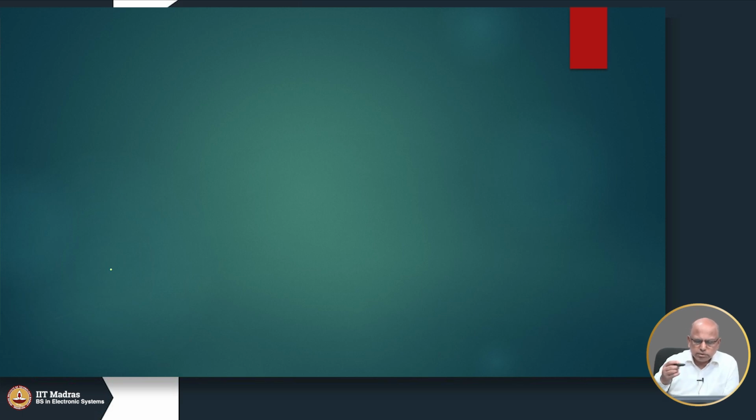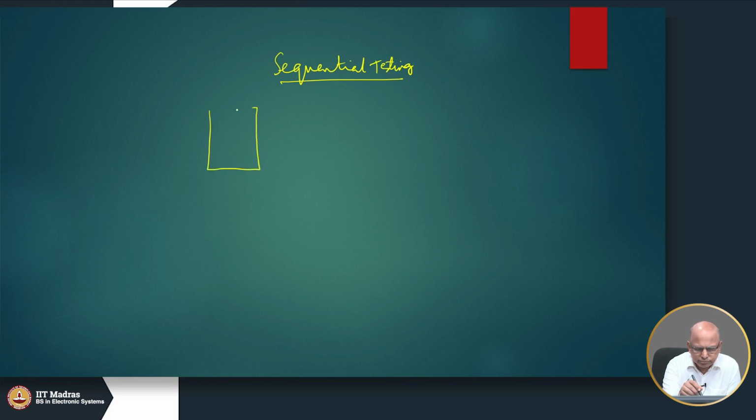So, we are looking at sequential testing. We looked at an example of a counter. It was a 3-bit counter, with reset and clock, and then these are the states.